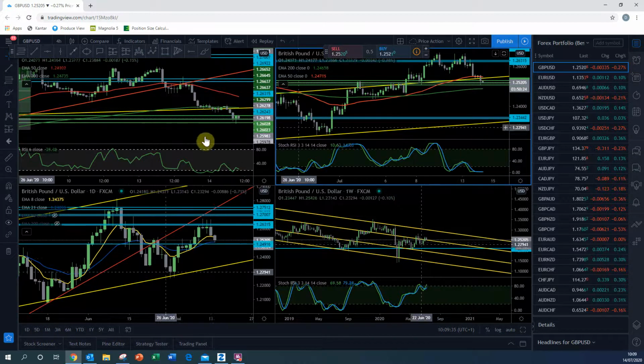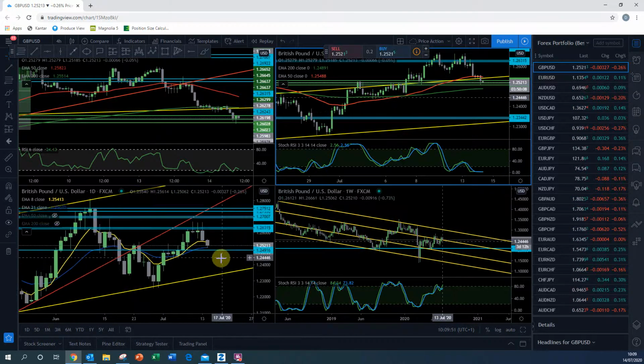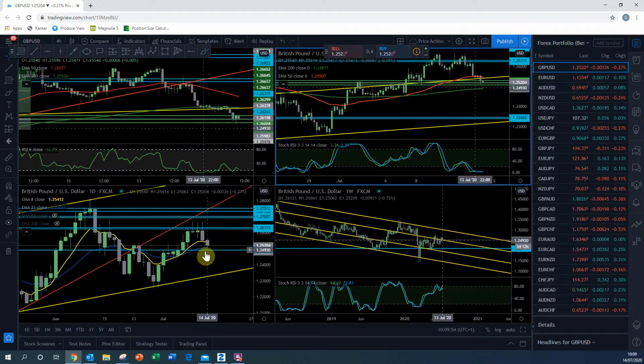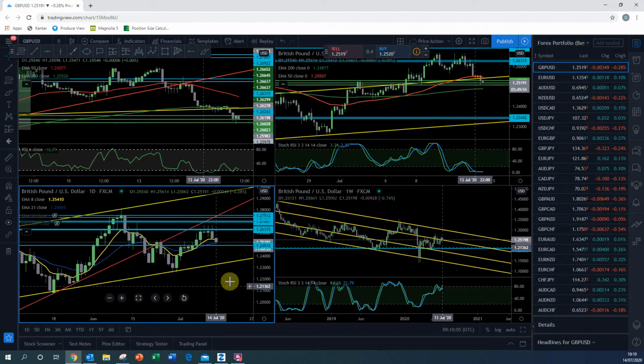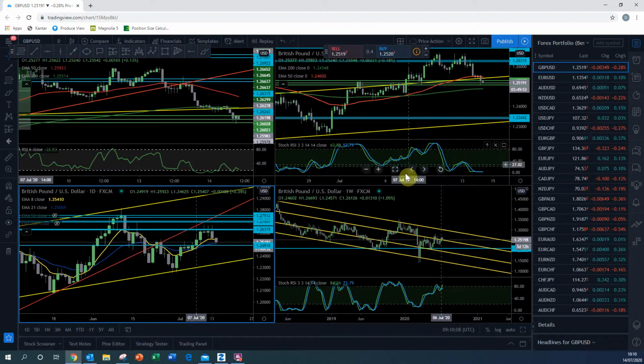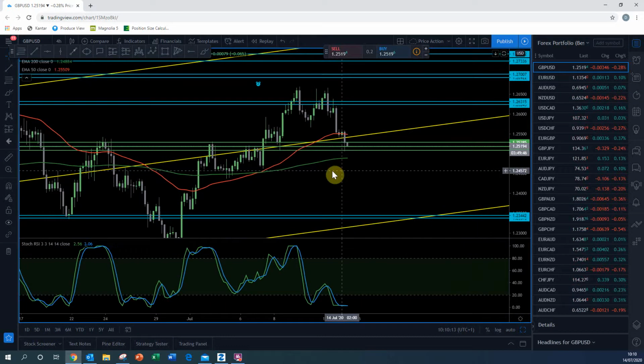But at the moment on cable, just as a quick recap, we're in this descending channel on the weekly, but it looks like we're on our way up to the top of the channel resistance. We've had a rejection on the daily off of the 21 EMA, and we've got some support on the daily coming into play as well, and we're in this ascending channel, so even more confluence of it being on the upside. On the 4-hour, we're at this 4-hour key level.